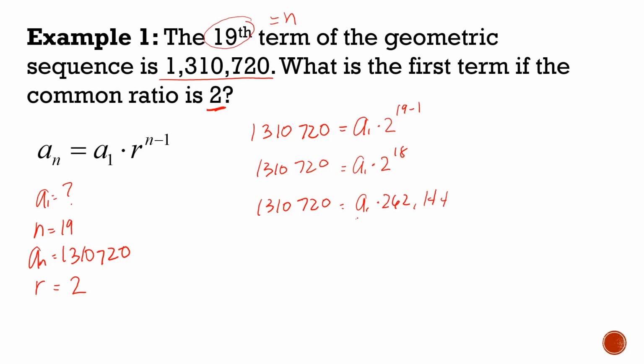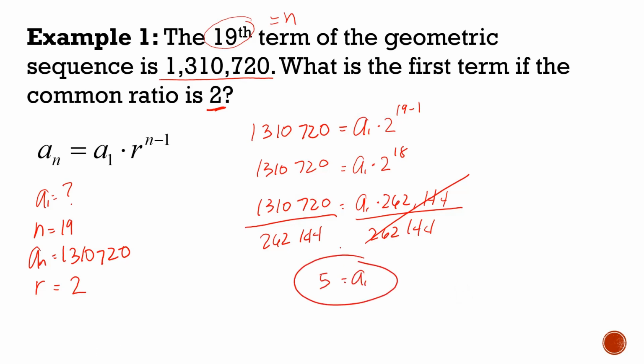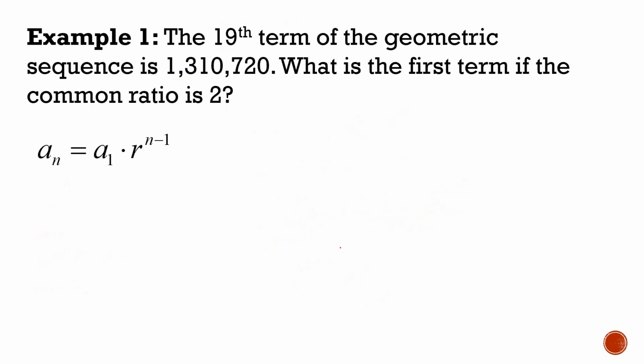Now here I will just copy this big number. Then of course the last thing that we will do is divide each side by 262,144. So we will cross that out and then divide 1,310,720 by that one. The answer is equal to 5. Okay? Let's go to the next example.